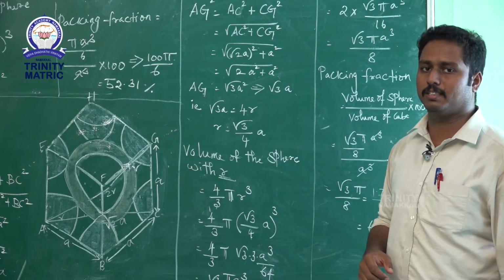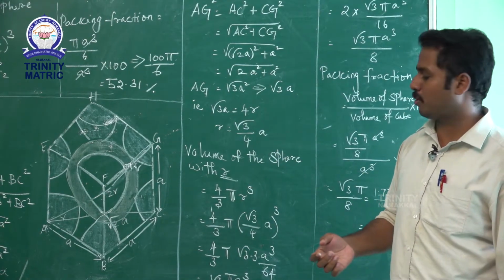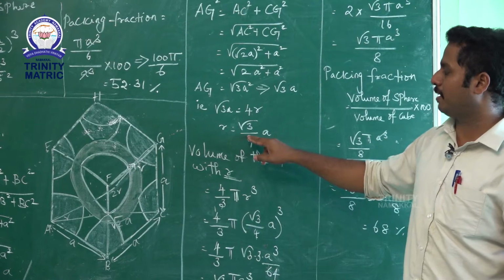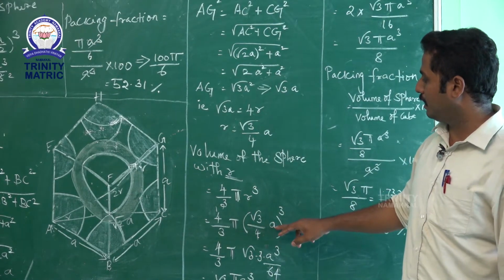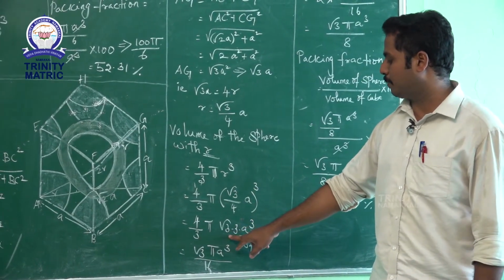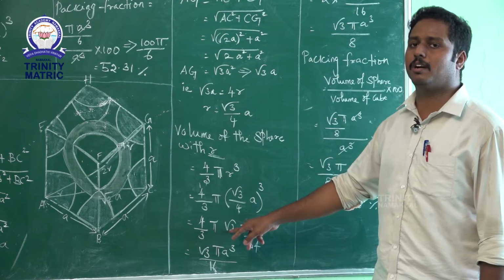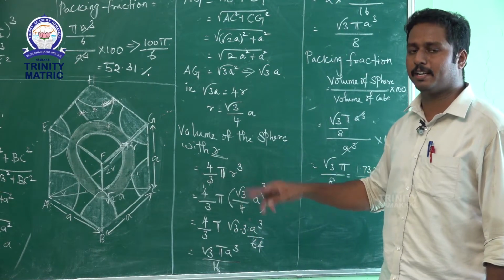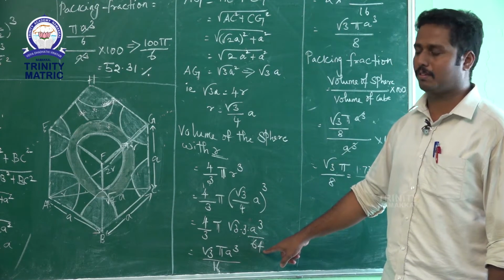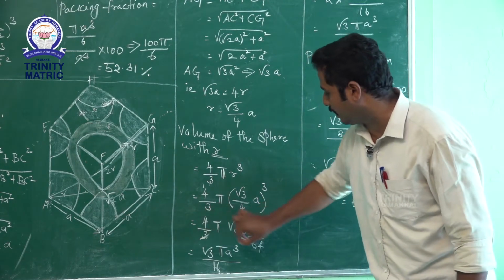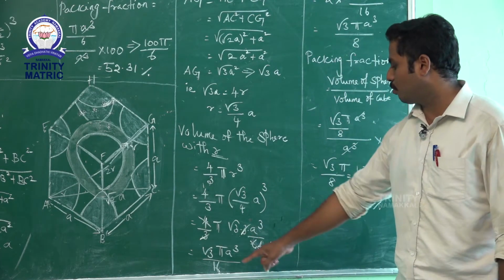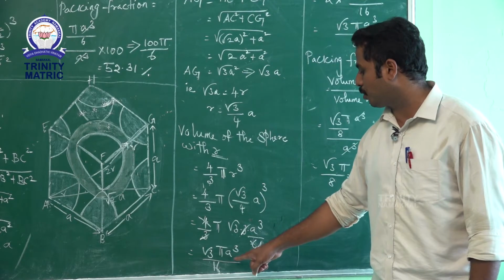So the radius R has been found. Next we substitute it into the volume of the sphere. What is the formula? 4 by 3 pi r cube. We substitute root 3 by 4A whole cube. Root 3 cube is split as root 3 and root 3 square; the square and root cancel, leaving 3. So we get 3 root 3 A cube by 64. Cancelling the 3 and the remaining 4, we get 16. So the overall value is root 3 pi A cube by 16.